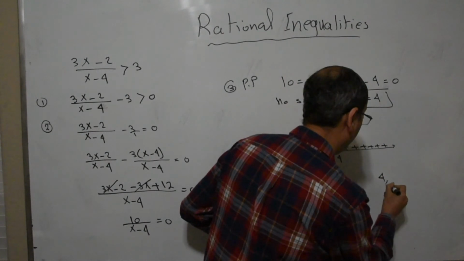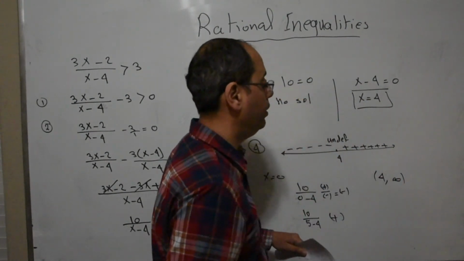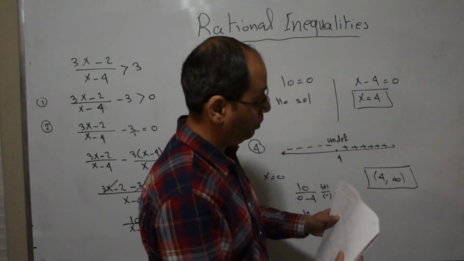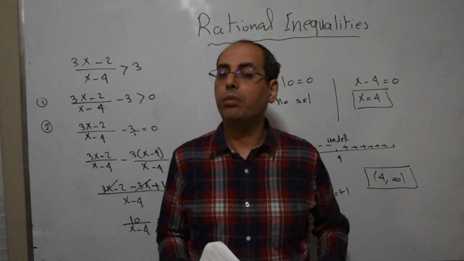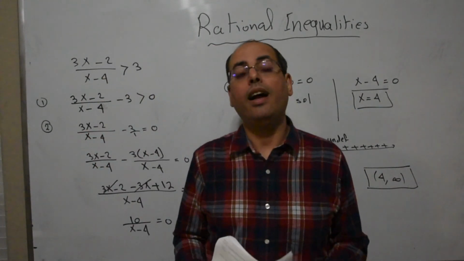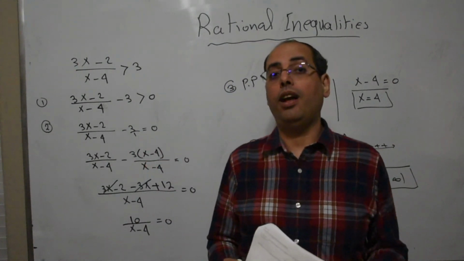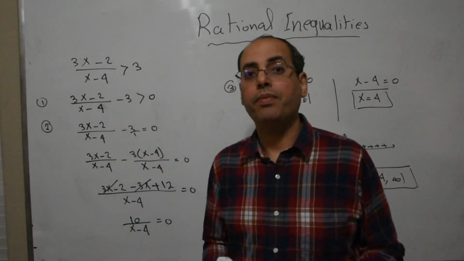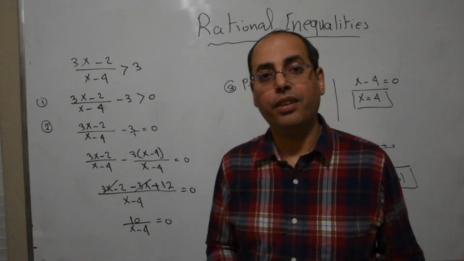So 4 and infinity. But here it is not included, so it would be open parentheses, an open set of parentheses. And this is the solution of this one. I gave you 4 problems today about how to solve rational inequalities, and we learned before about polynomial inequalities. I hope that you get the idea and you'll be ready for the next section. Thank you, and see you in another video.